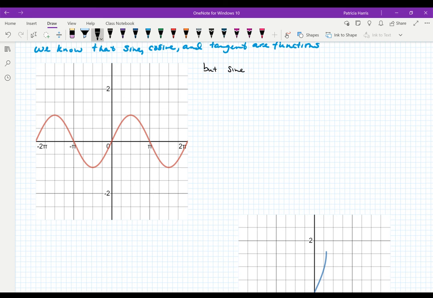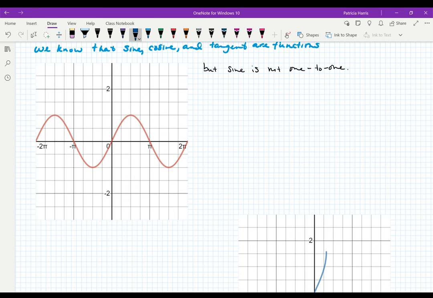Okay, but sine is not one-to-one. Okay, what that means is if you find the inverse of sine, just normally switching the x and y and solving for y, the sine inverse is not a function.